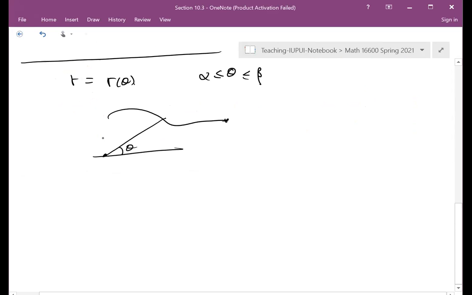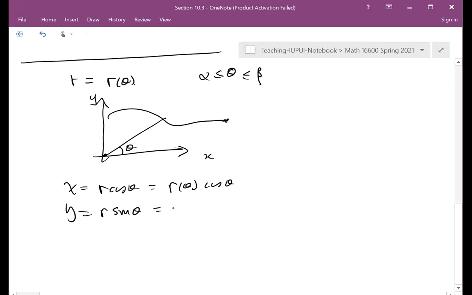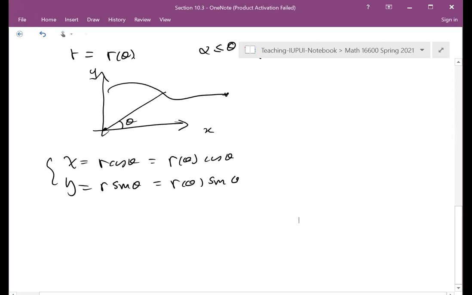Now for the same curve in the XY plane, X is going to be R cosine theta, and Y equals R sine theta. So you get the parametric equations for the same curve in the XY plane. So ds is going to be the square root of (dx/d theta) squared plus (dy/d theta) squared. Now let's calculate that. What is this?